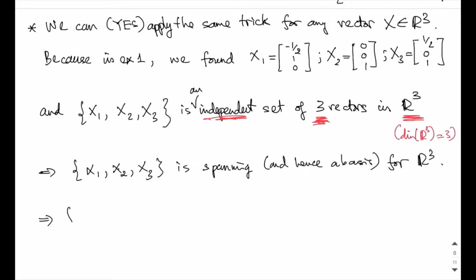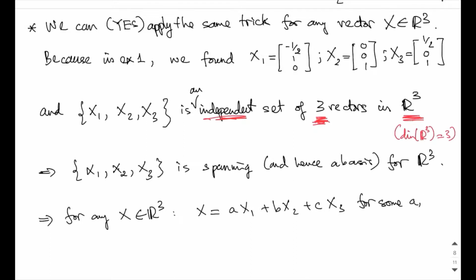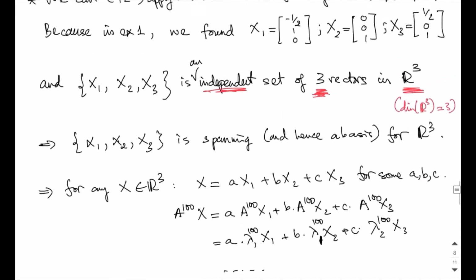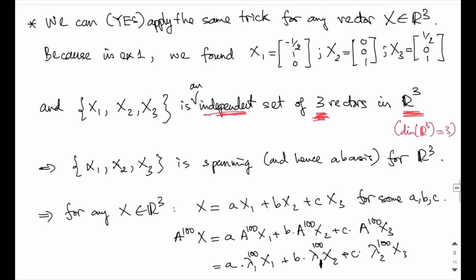This implies that for any x in R3, we'll be able to express x as a times x1 plus b times x2 plus c times x3 for some solvable a, b, and c. And so if we want to do the same thing, we apply a power 100, then we are going to get this. This is the reason why for every vector x, we can apply the same trick. Let's consider another example.